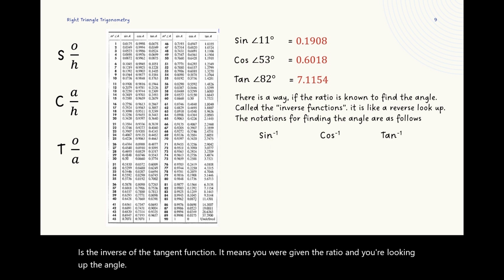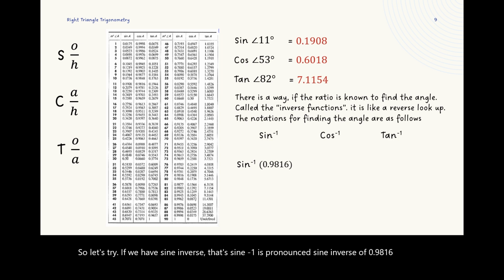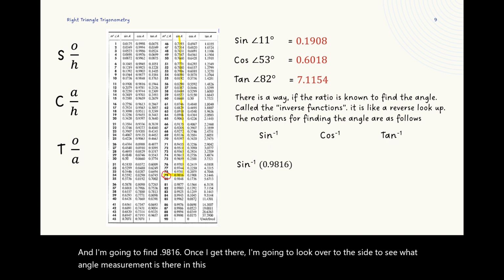So let's try. If we have sine inverse, that's sine -1, pronounced sine inverse, of 0.9816. I'm going to look down the sine column and I'm going to find 0.9816. Once I get there, I'm going to look over to the side to see what angle measurement is there. In this case, it's 79 degrees. So the sine inverse of 0.9816 is 79 degrees.